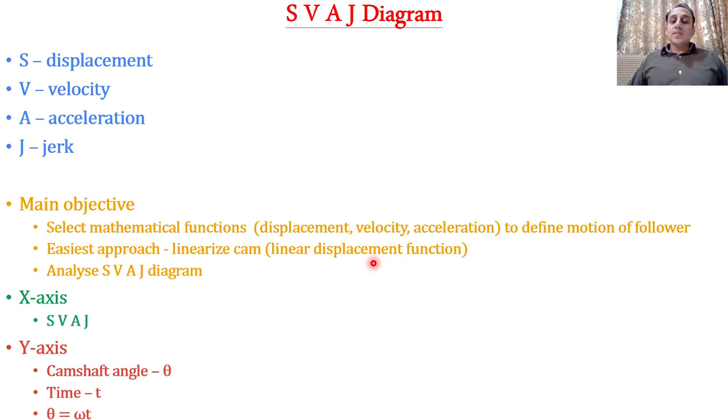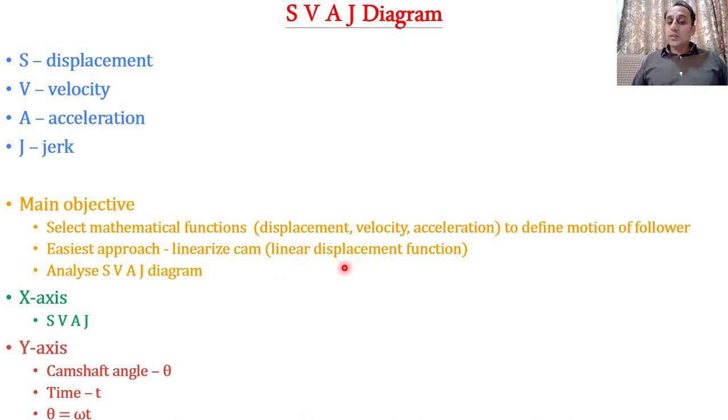What is the easiest way possible? That is the linear. We use a mathematical function which is a straight line, the equation of a straight line. Using the equation of a straight line, we can move the follower from, let's say, 0 inches to 1 inch in a given period of time, or for 90 degree rotation of the cam. That is the easiest possible displacement function with the help of which we can move the follower from one extreme position to the other extreme position.